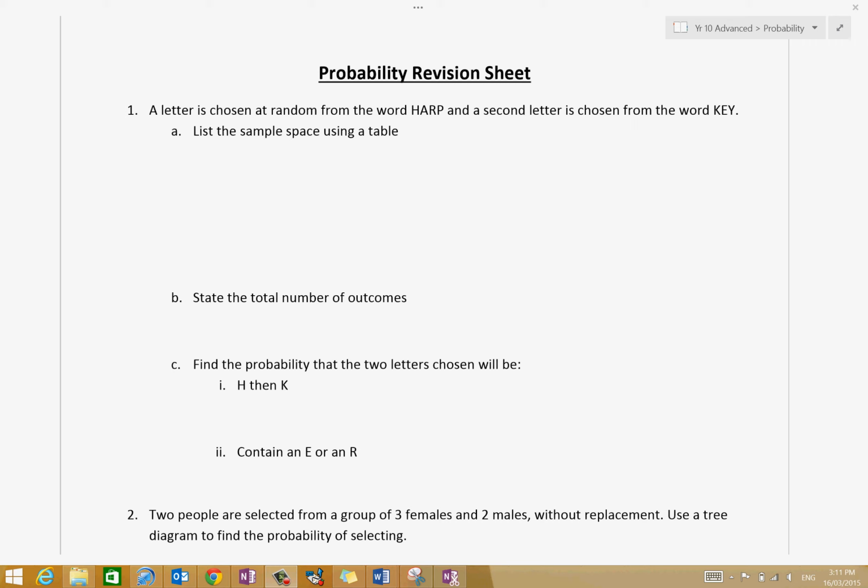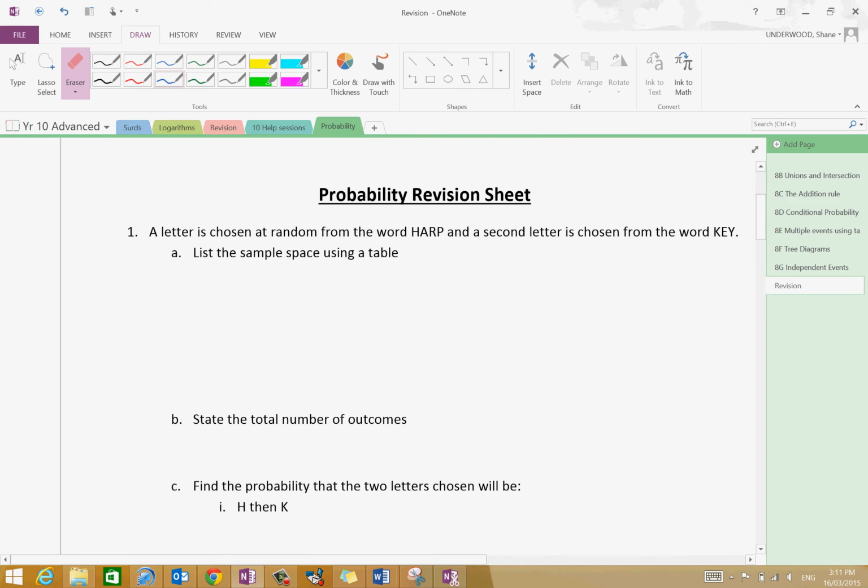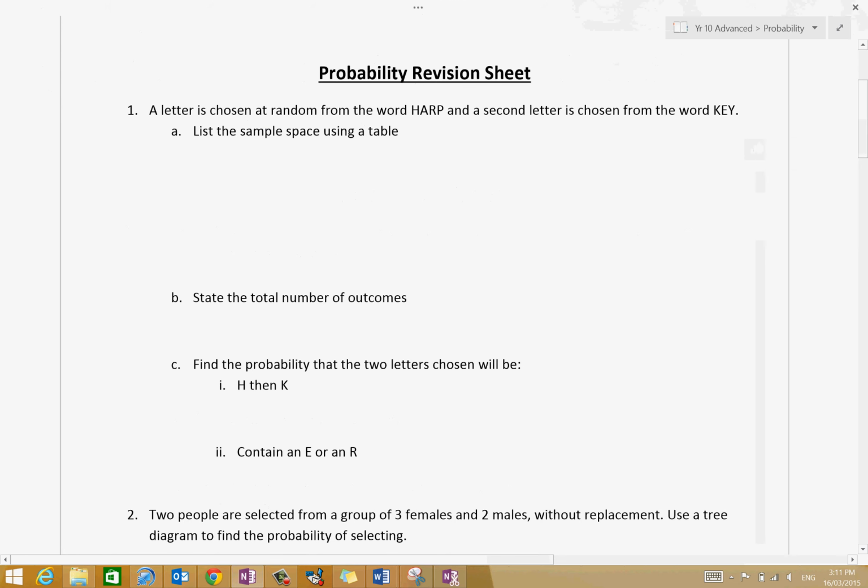Okay, so first of all, we are looking at doing a sample space using a table. Now, for the record, this stuff was actually in 8E of the exercises, which you haven't really done yet. Okay, so I'm going to do that. First of all, we're selecting from the word harp, and then we're selecting from the word key.